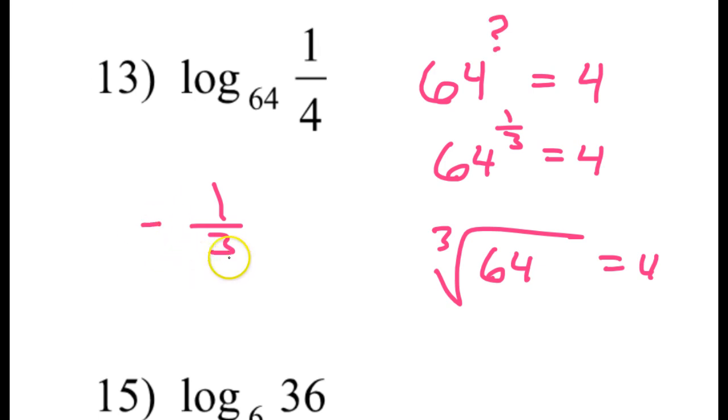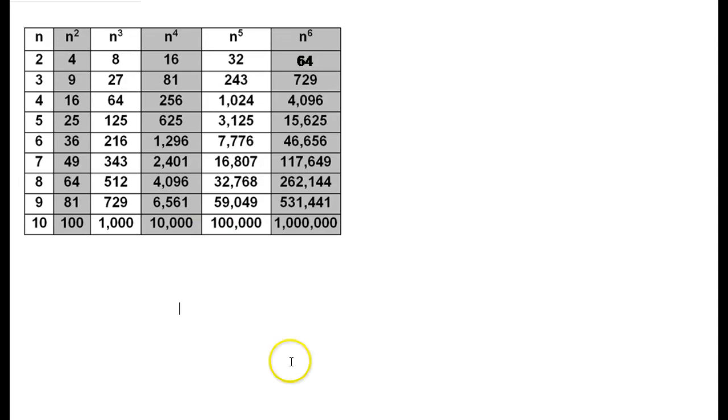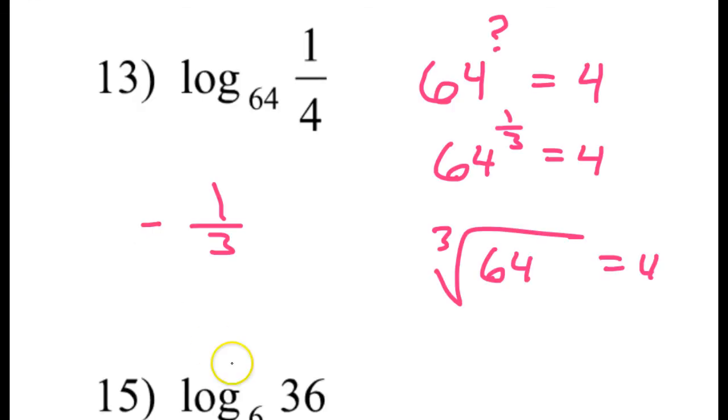If you didn't know that the cube root of 64 was 4, you could get that off the chart. The cube root of 64 is 4. For the root, you go backwards.